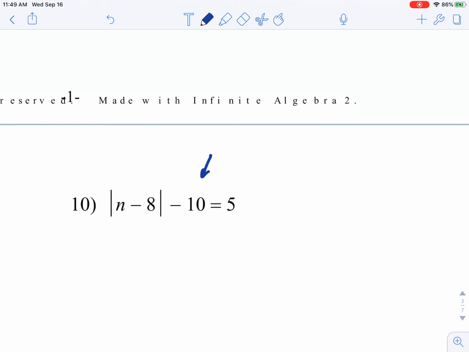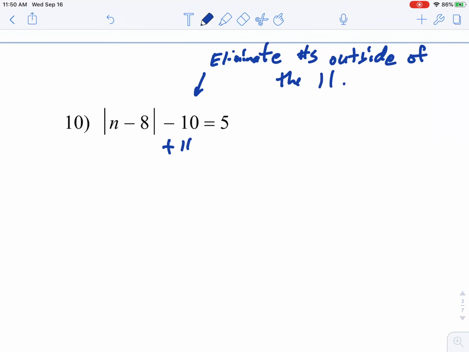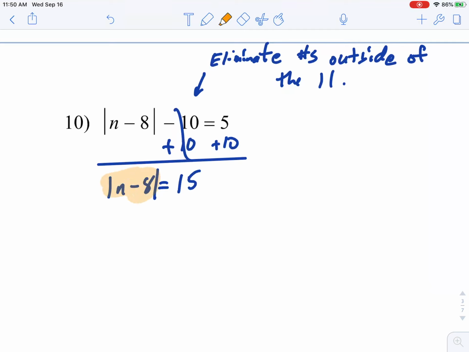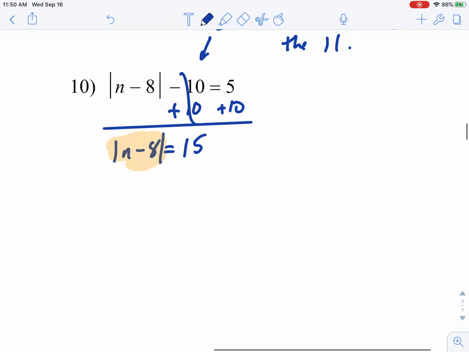So the first thing you need to do, eliminate numbers outside of the absolute value bars. You have to do that first no matter what. So I'm going to add 10 to both sides first. And I get absolute n minus 8 equals 15. Now I have just absolute value bars on one side. This is where you're allowed to split it in two.